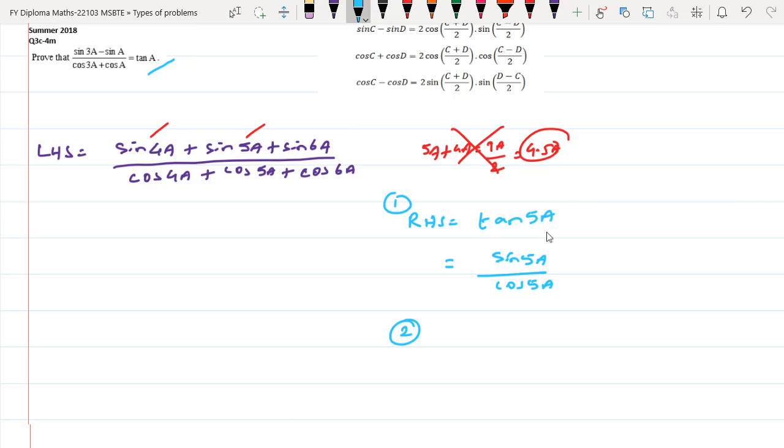And hint number two is, you have 5a right here, and the right hand side also has 5a. Like I told you in the previous video, normally the clue is that the angle on the right hand side will be somewhere on the left hand side. It's not hidden, it will be clearly visible. You can clearly see that the left hand side has a 5a angle, in exactly the same format, where you have sine upon cos and both the angles are 5a. So you can see that.